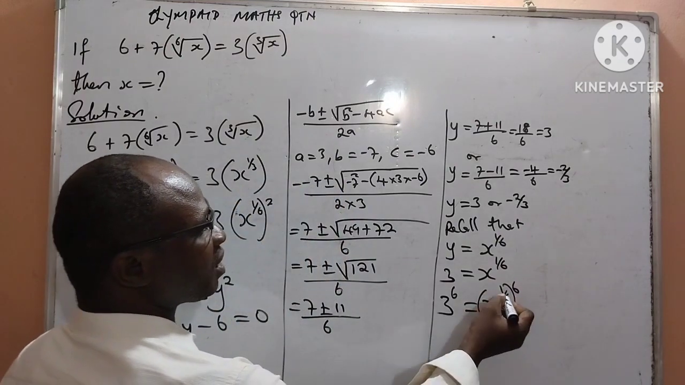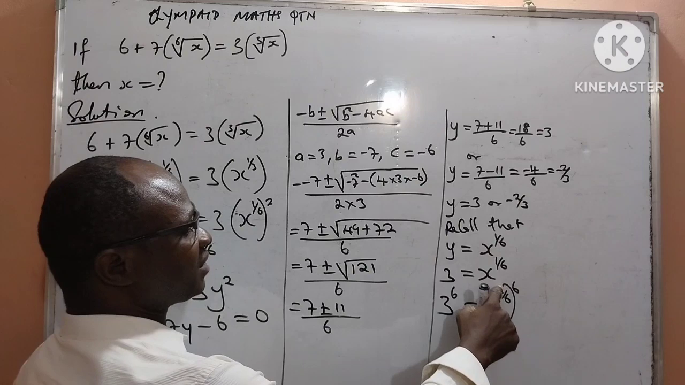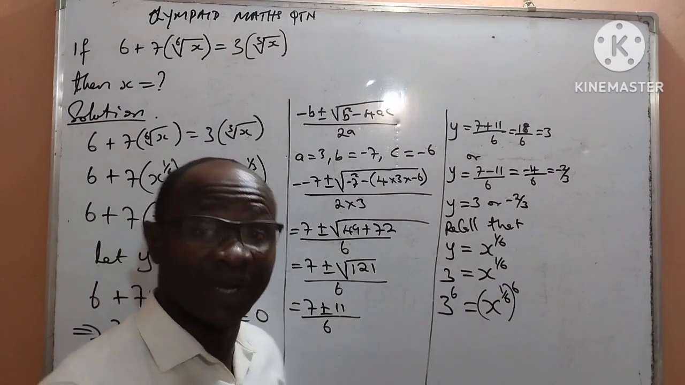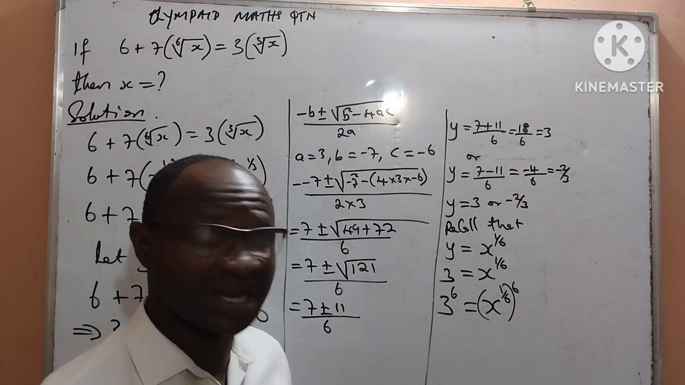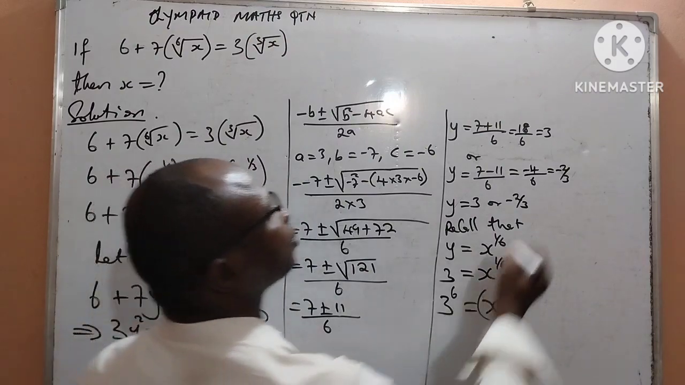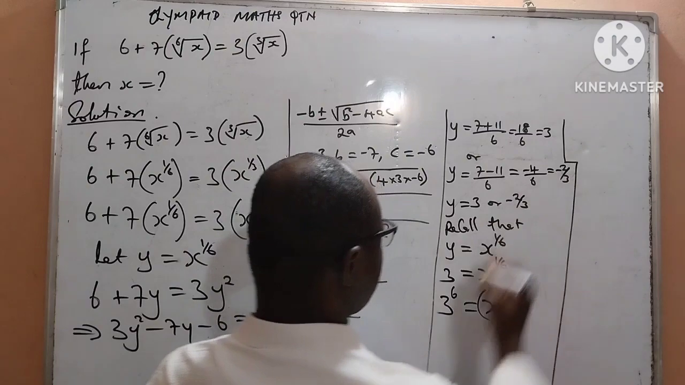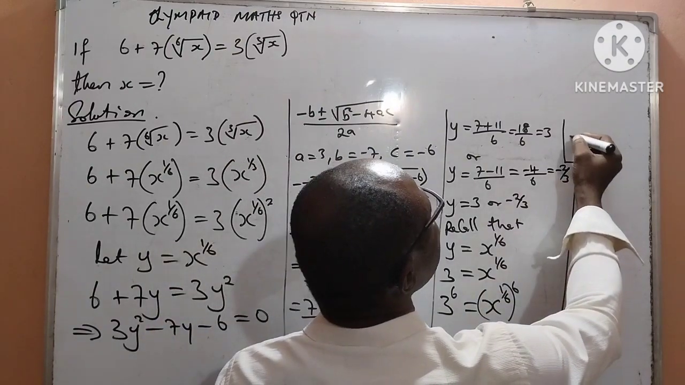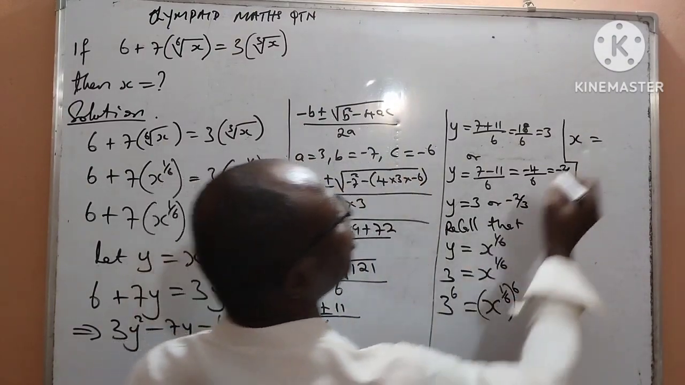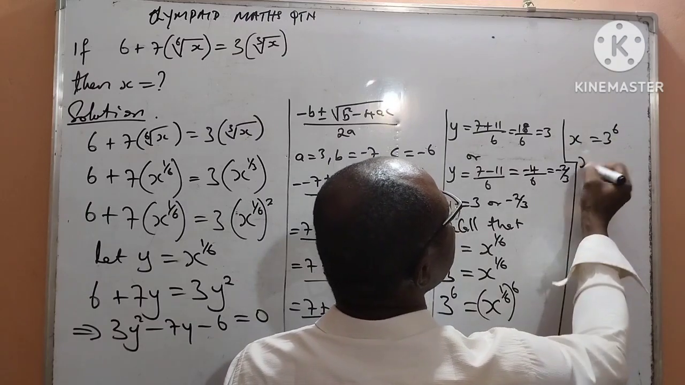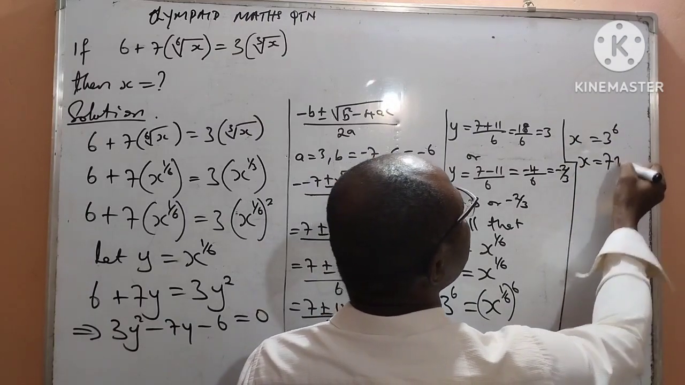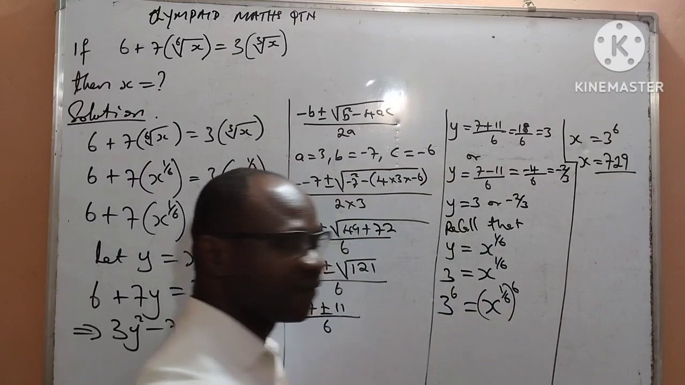So that, of course, you see that 1 over 6 multiplied by 6 will give me 6 over 6, and 6 over 6 is the same thing as 1. We can now conclude that my x will be equal to 3 raised to the power 6, which is equal to 729, the value of x.